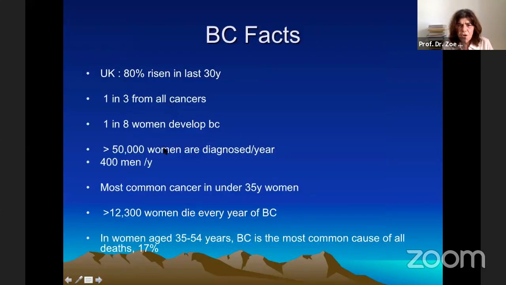A little bit of the facts from the UK: more than 50,000 women were diagnosed in the last years. This depends on the year we look at, but since 2016, if I remember correctly, this number has increased a little bit. Breast cancer is also present in men, about 1% of all breast cancers. So per year, we might diagnose about 400 men with breast cancer.